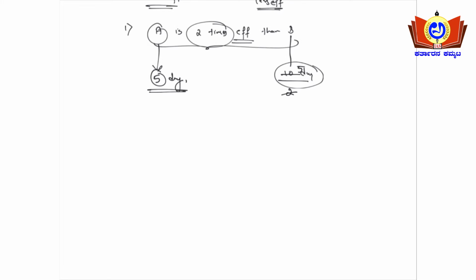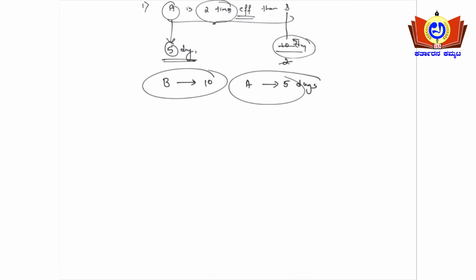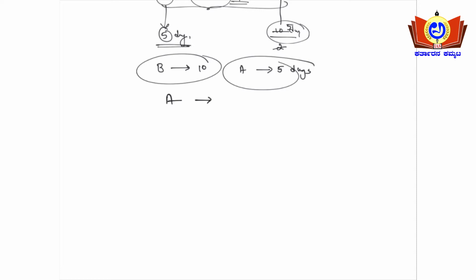This can be written in equation form like this. If B completes a task in 10 days, A will be completing it in 5 days, because A is 2 times as efficient as B. So if A takes x days to complete the work, then B will be taking 2x days to complete the same work, right? As A is 2 times more efficient than B.